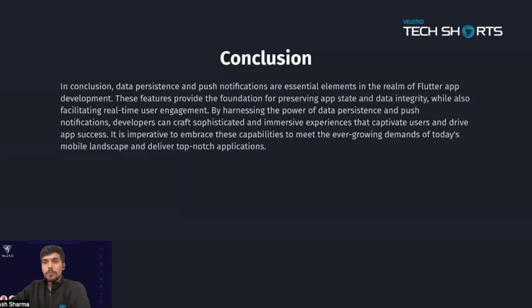In conclusion, we learned about what data persistence is and how we can implement it in our Flutter project. We also learned different types of data persistence and when to use what. After that, we looked into notifications and how we can implement them in our Flutter app using FCM. In short, using these features, we'll be able to provide a great user experience and increase the quality of our app.